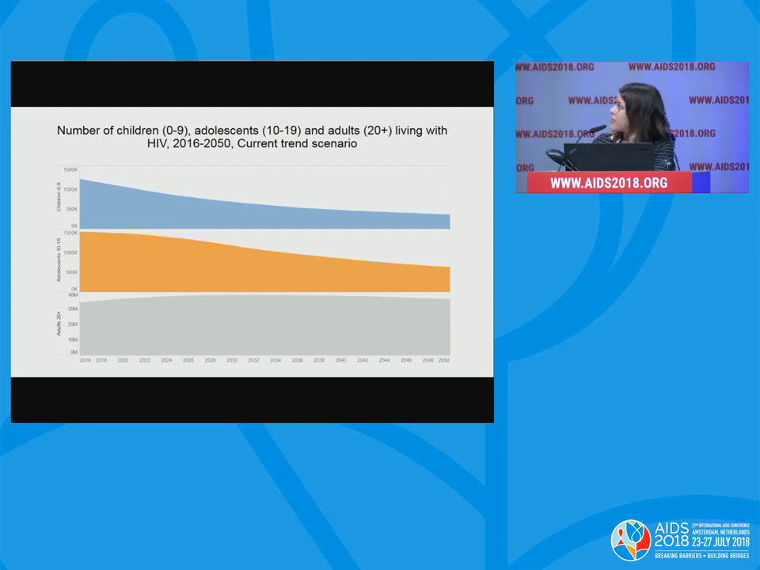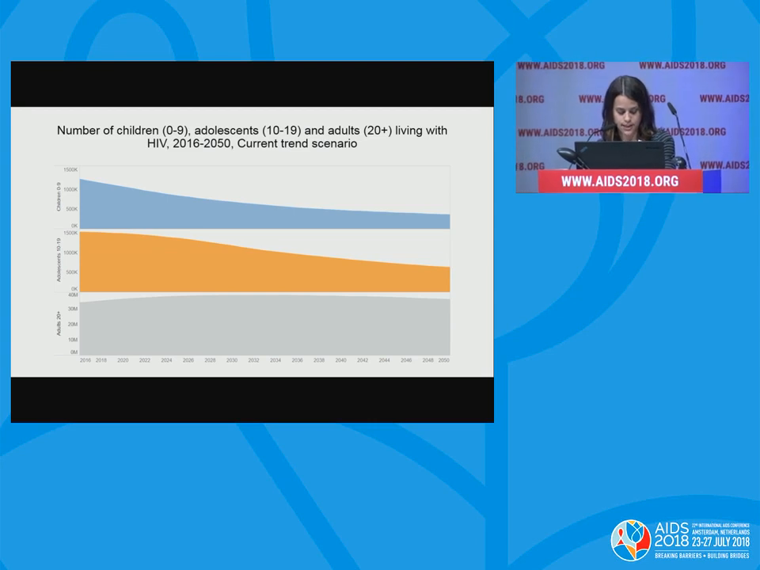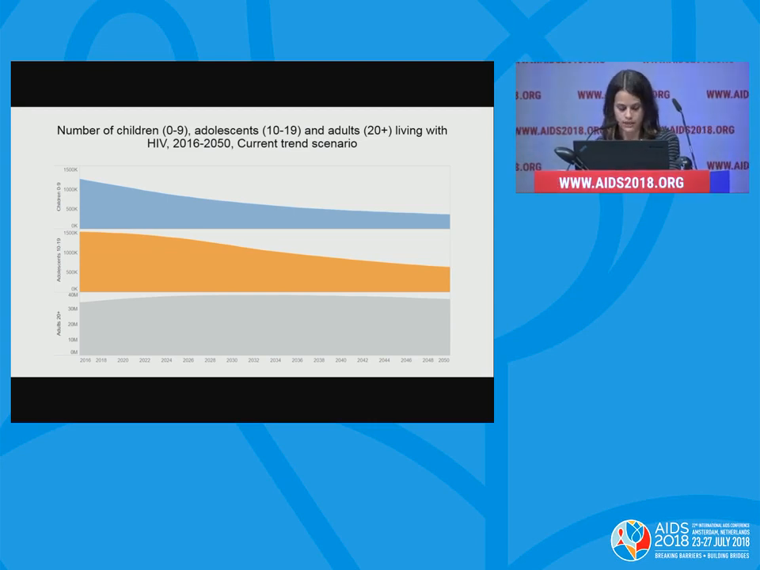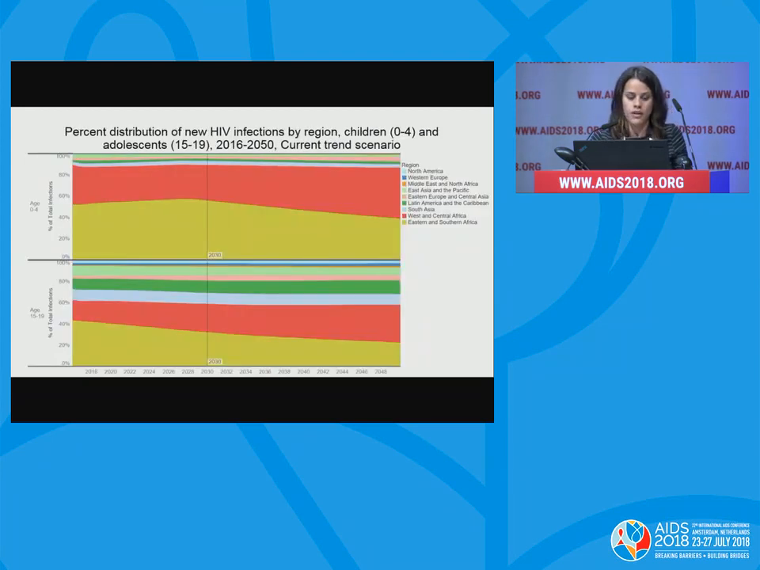But now note the pattern and also just the different y-axis for adults, because we're looking at the pattern here. Children living with HIV has been steadily declining and will continue to do so. For adolescents, we start to see the same decline over the next decade. But what becomes clear is that many of these children and adolescents are aging into older age groups and thus sustaining the total number of adults living with HIV into the future. So in 2016, there were about 34 million adults living with HIV, and in 2050, we project 36 million, given current trends.